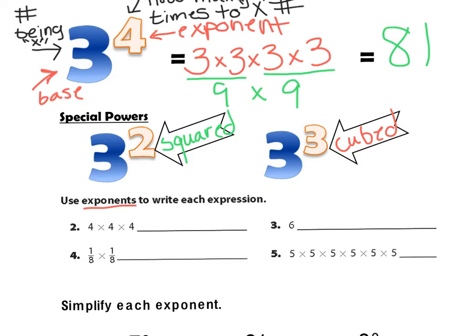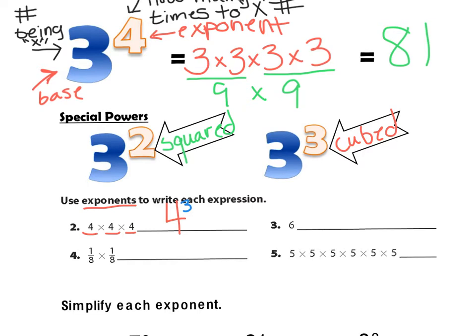So we're going to use exponents to write an expression. The number we see is the number being multiplied, right? So here we see the number 4. So 4 is going to be our big number. Now our little number is going to be how many times we see it. We see 4 being multiplied 1, 2, 3 times. So we're going to write 4 cubed as our answer, or 4 to the third power.